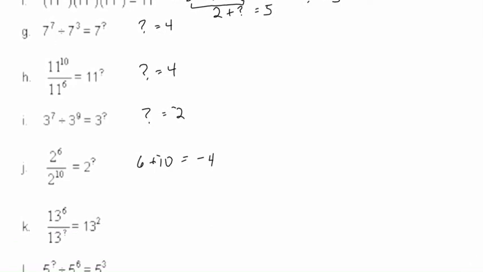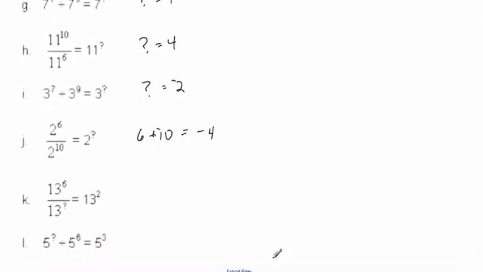Okay, 13 to the 6th divided by 13 to the blank equals 13 squared. So in this case, I have my top minus my bottom, so I'm going to take 6. I'm going to subtract the question mark, and I have to get 2. Well, 6 minus what equals 2? That's an easy one. The question mark would be 4.